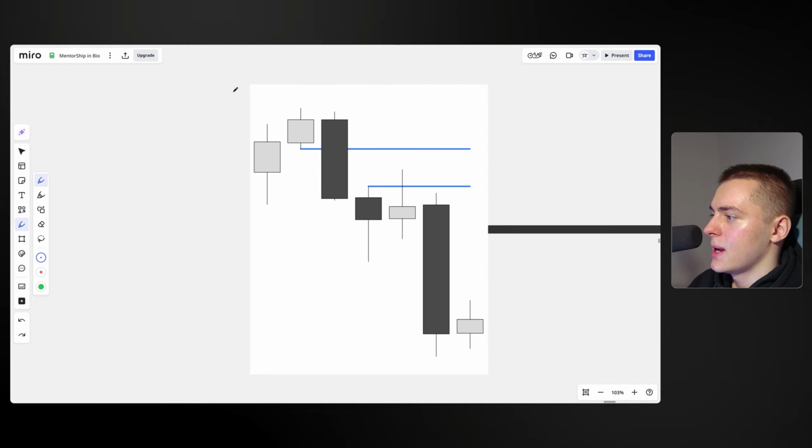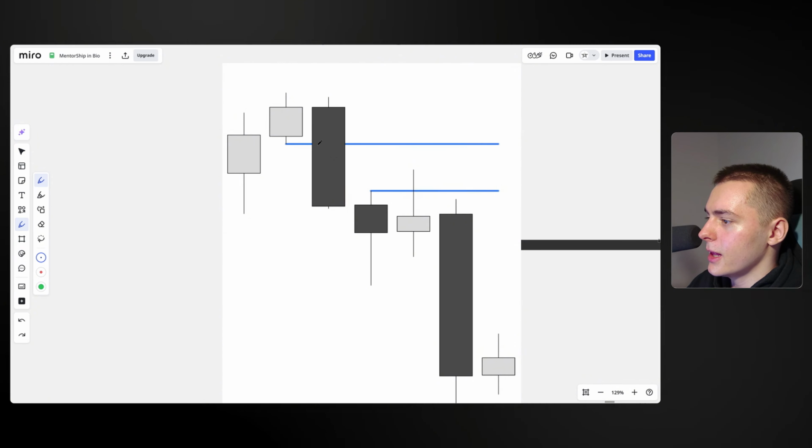Here we have another example. The time frame doesn't matter because this applies to every single time frame. You just have to zoom in, right? So let's just assume that this is the daily time frame. As you can see, we have a fair value gap right in here. We traded into it and went lower.